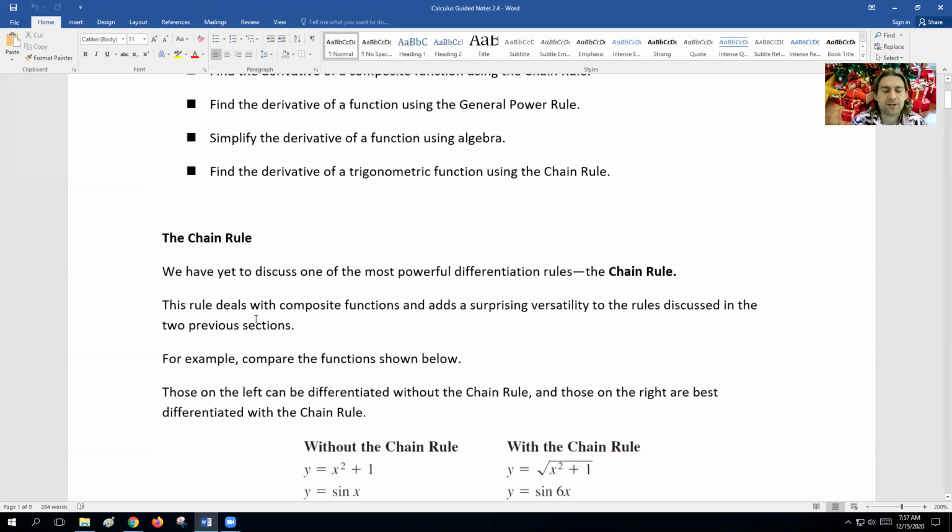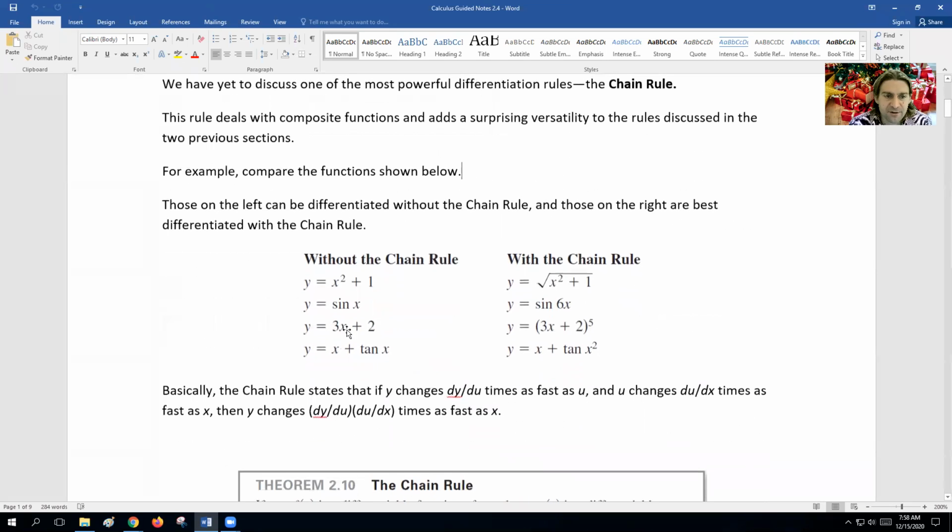So let's first talk about what the chain rule is. We've yet to discuss probably one of the most powerful differentiation rules, and that is the chain rule. This is going to be an extremely useful tool to find the derivative because we won't have to use the product rule or quotient rule as much. This rule deals with composite functions and adds a surprising versatility to the rules we discussed in the previous two sections.